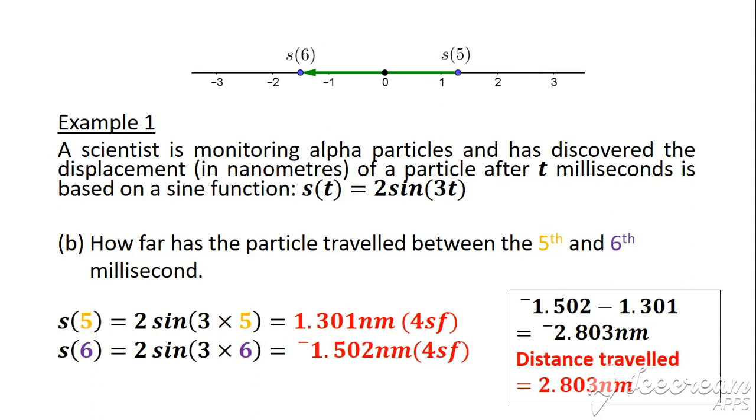Now, if you're not quite sure what's going on, at 5 seconds we are 1.301 nanometers. At 6 seconds, we've moved to negative 1.502 nanometers, so we've moved a distance of 2.803 nanometers.